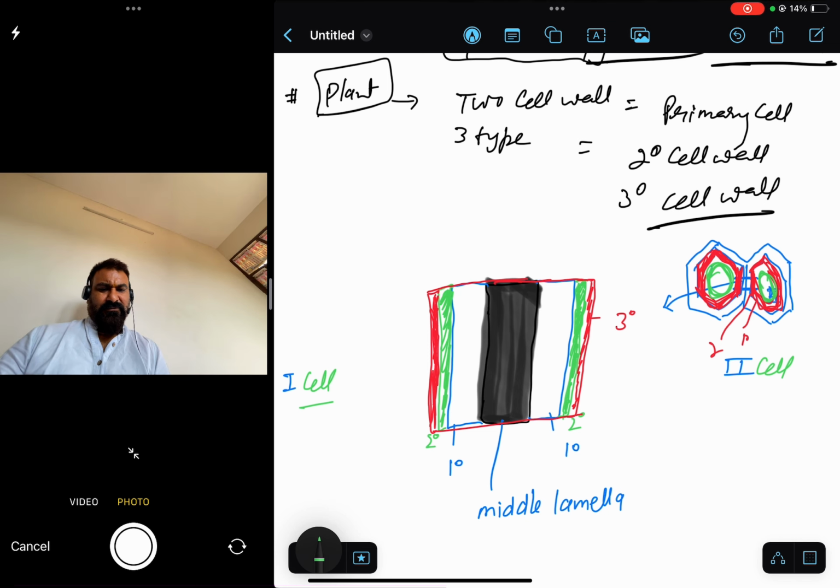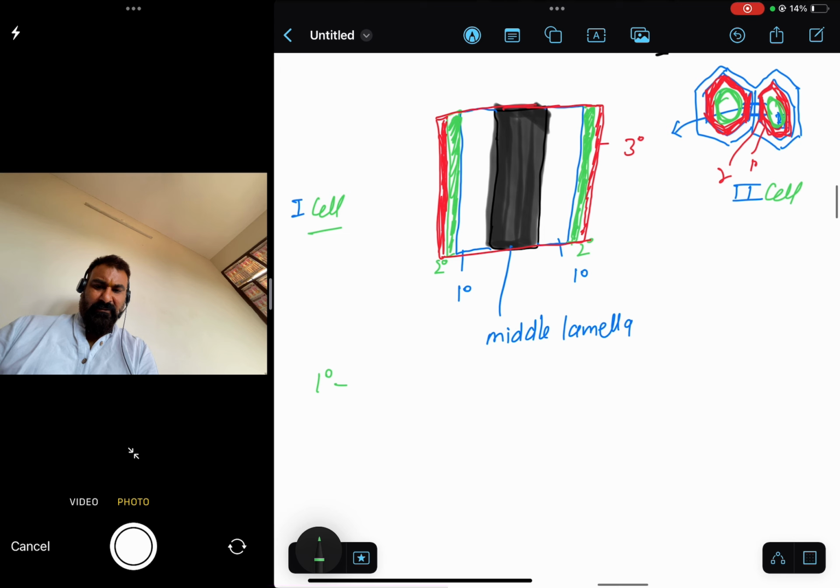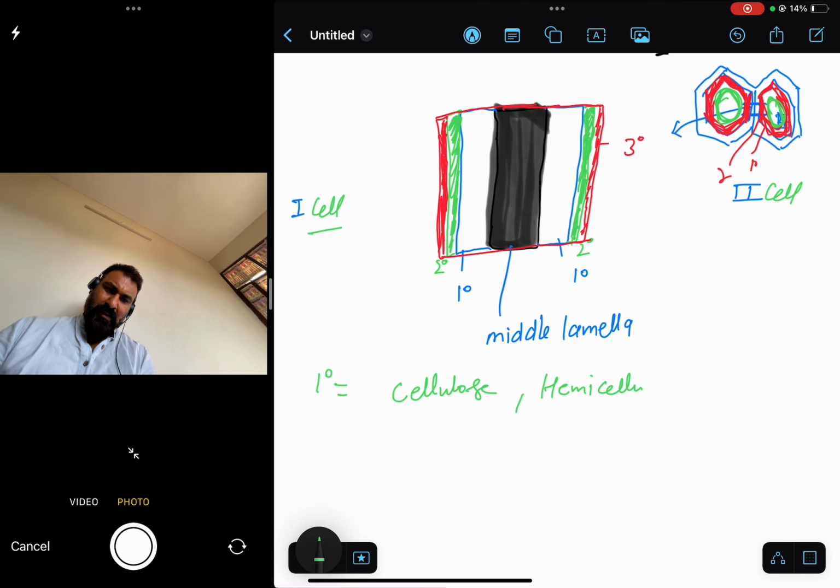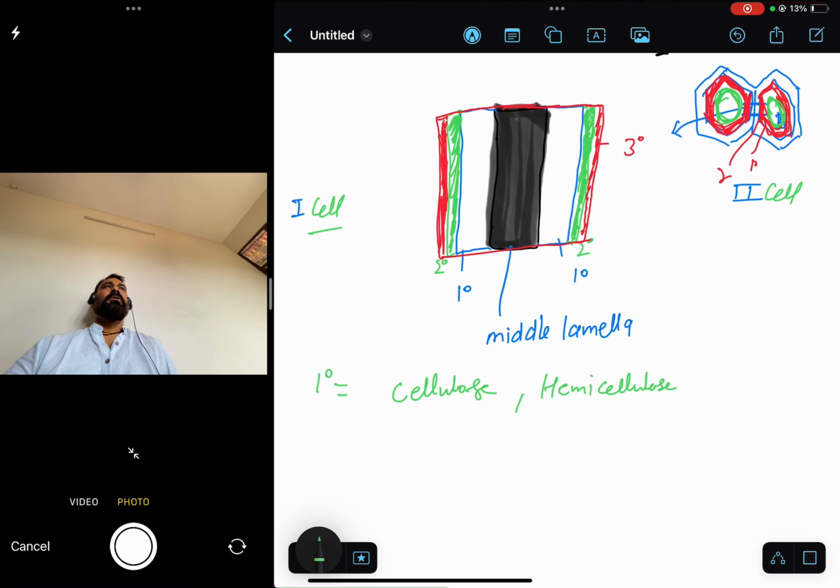So I'll now discuss which material is present in the primary cell wall. The primary cell wall is made up of cellulose, comma, hemicellulose. Hemicellulose: if the 3,000 molecules of glucose are not completed in a chain, and about 2,500 remain, then it is known as hemicellulose.